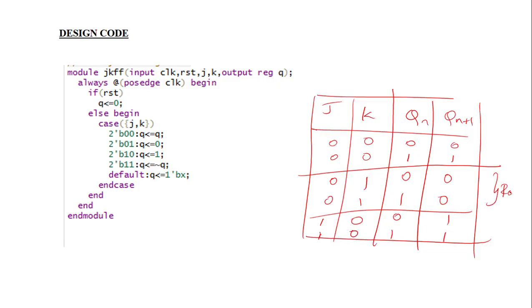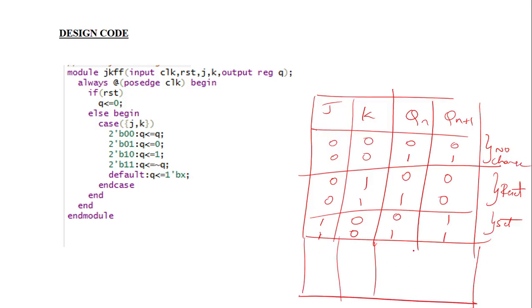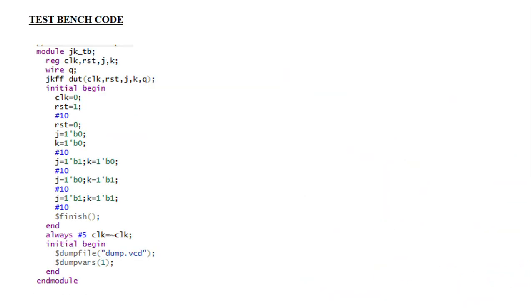So it is the reset state, and this is the set state. The first one is the no change state, and the last one, which differs from the SR flip-flop, is the toggle condition. For the 1 1 case our output toggles, meaning for 0 you get 1, for 1 you get 0. It is the toggle condition. So this is the JK flip-flop functional table.